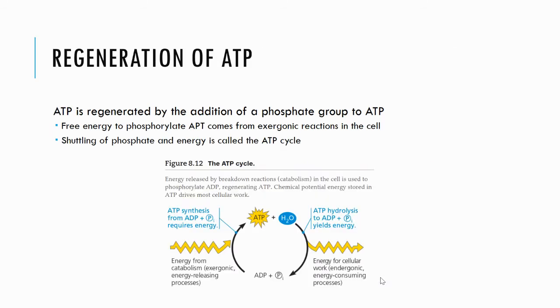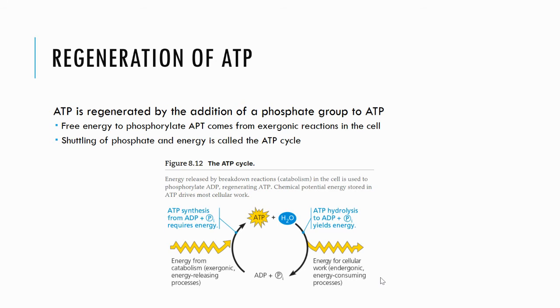The good news about ATP is that it is easy to regenerate. ATP is regenerated by the addition of a phosphate group to ADP. Free energy to phosphorylate ADP comes from other exergonic reactions in the cell. The shuttling of this phosphate and energy is called the ATP cycle, which you can see below.